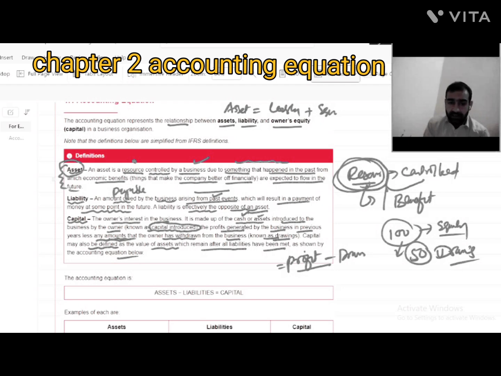Now I will show you here. This is the asset less liability and capital. So this is the actual equation that you have to understand. Clear? Let's move on.